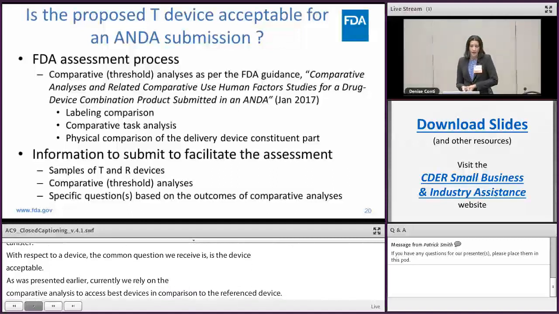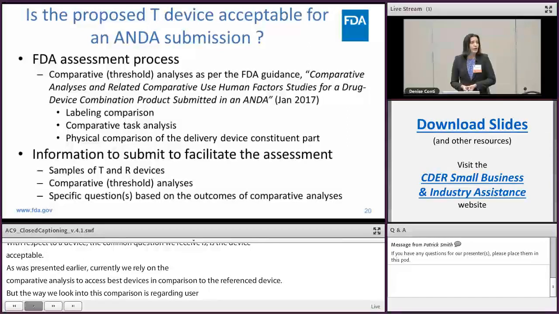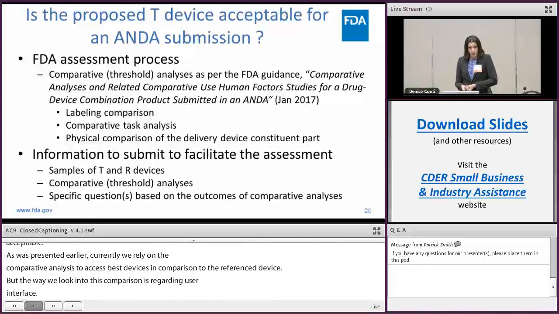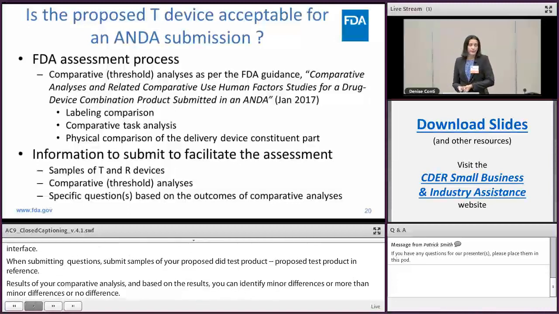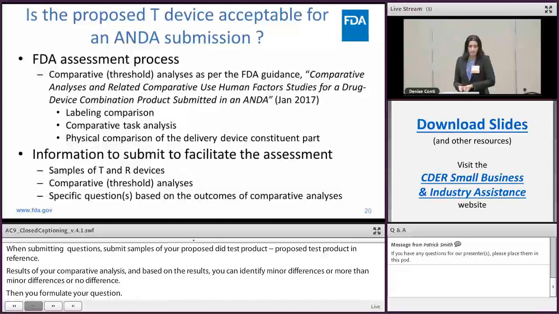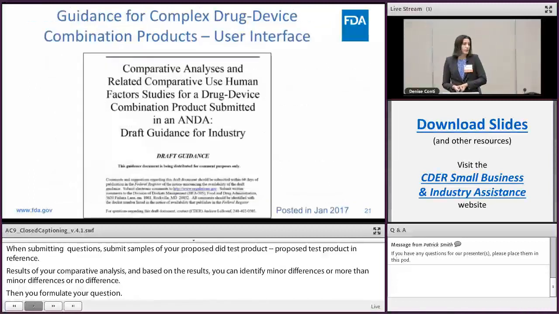So when submitting device-related questions, submit samples of your proposed test product in addition to the reference product. Submit results of your comparative analysis, and based on the results, if you identify minor differences or more than minor differences or no differences, then you formulate your question. This will help us with our assessment. This is just a snapshot of the guidance that Dr. Witzman already presented.